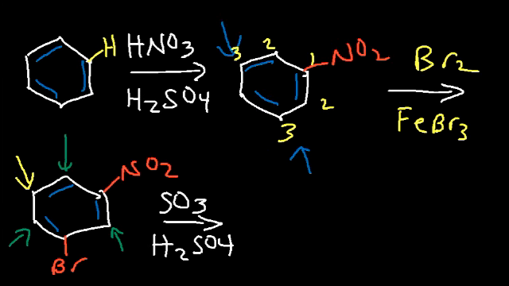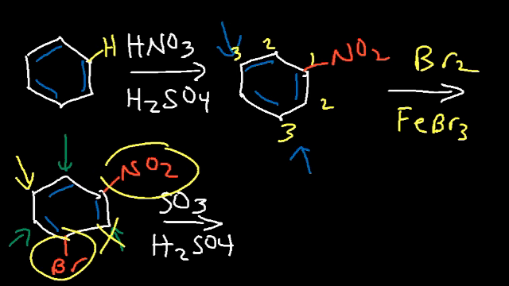One of the arrows that we can eliminate is this one. It's going to be very difficult for it to approach this side because there are two groups on this side, and they're going to create some sort of steric hindrance. They're going to sort of block the SO3 from approaching that direction. It can still happen, but it's just less likely to occur.